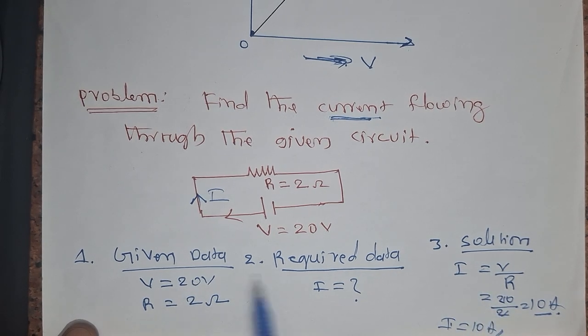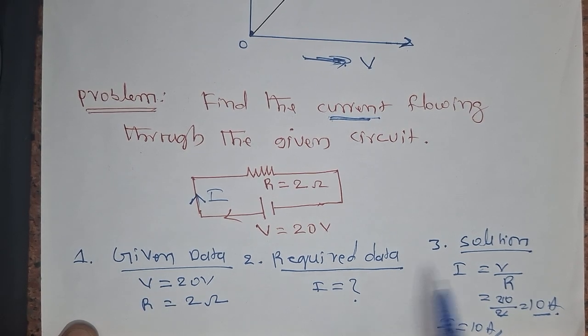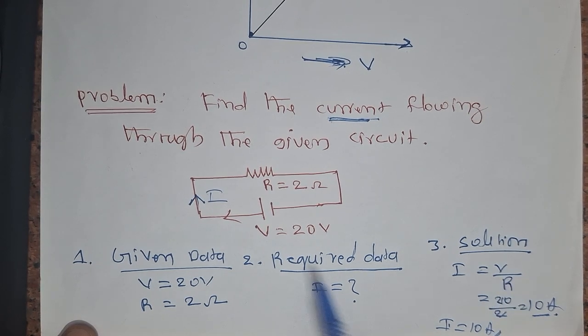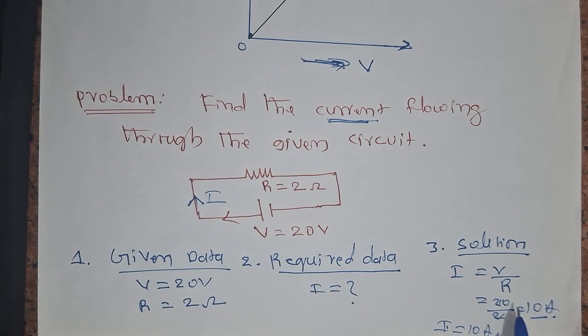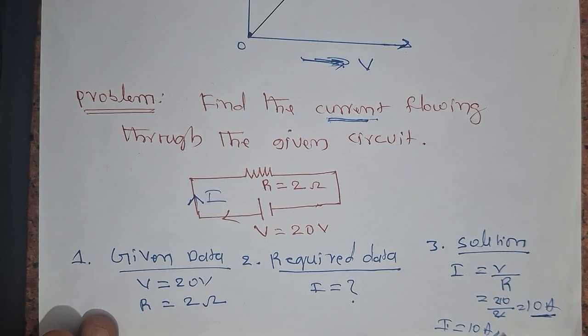Next, after writing these two, you apply the formula. We know the relation between I, V, R. So what is that? I is equal to V by R. Just substitute the given values in this formula. V is equal to how much? 20 volts. R is equal to 2 ohms. So 20 by 2, how much? 10 amperes. This is the solution.